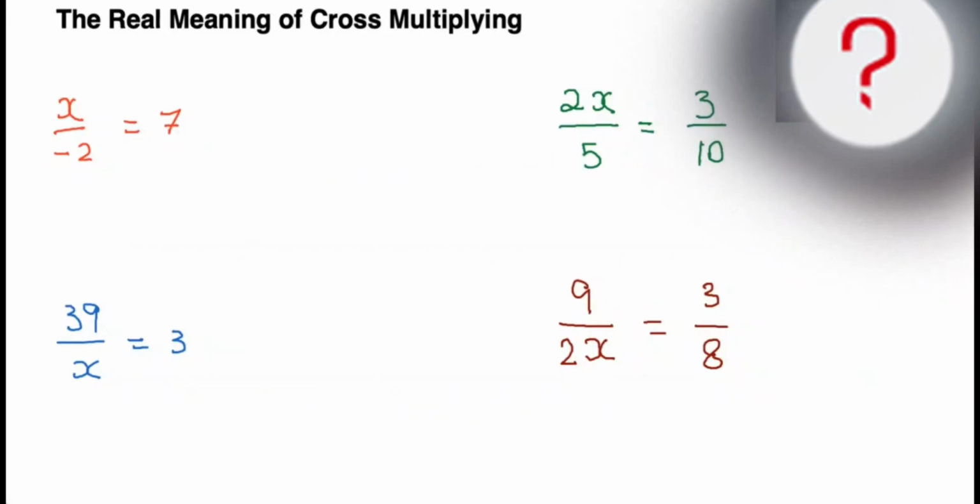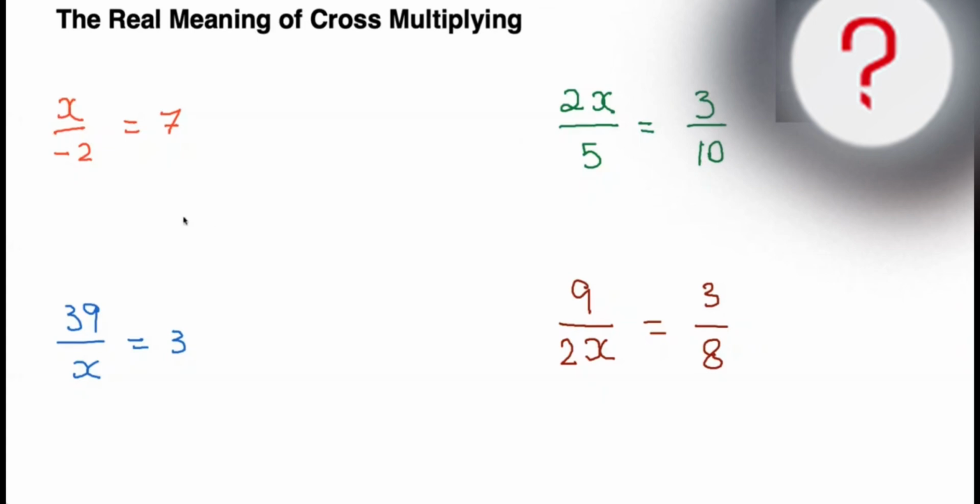So what does cross multiplying mean? Cross multiplying means anything that wants to cross to the other side of the equal sign: if it's on the bottom, it goes to the top. If it's on the denominator, it goes to the numerator. And if it's on the numerator, it goes to the denominator when it crosses the equal sign. So let's start working with these questions to understand what I mean.